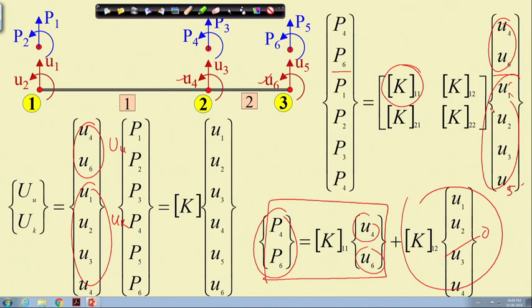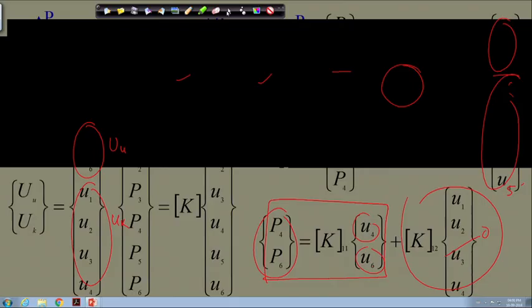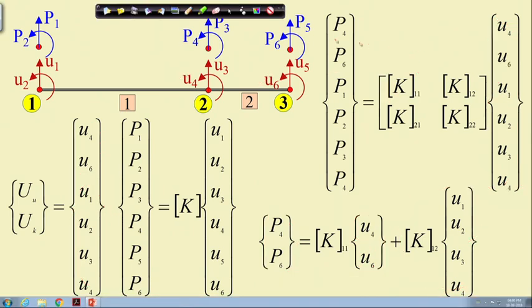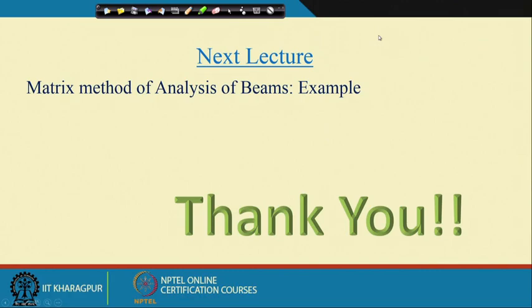Once we have the information about all the displacements, the next step is to find out the support reactions and then other information about the behavior of the beam that we are interested in. But that exercise, how to find out support reactions and how to find out other information about the behavior of the beam, we will not discuss through steps.